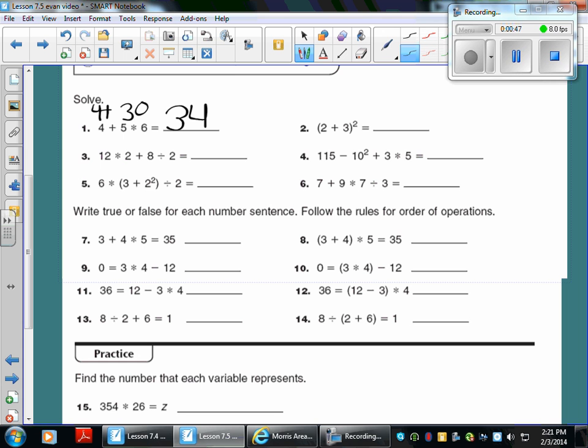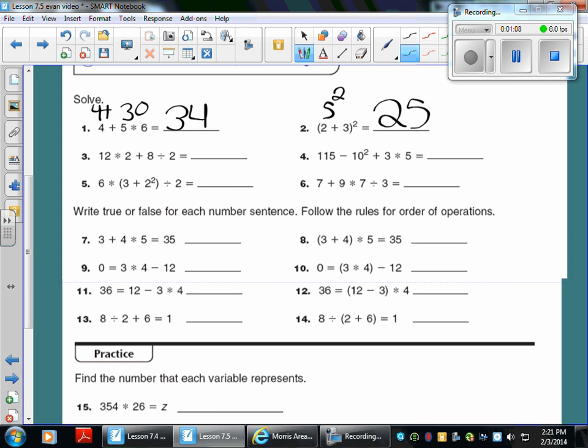Let's go over and look at number 2. In 2, I see a parentheses and an exponent. Parentheses comes before exponent, so I do what's in the parentheses first. 2 plus 3 in this case gives me 5. 5 to the second power is 5 times 5, which will give me an answer of 25.